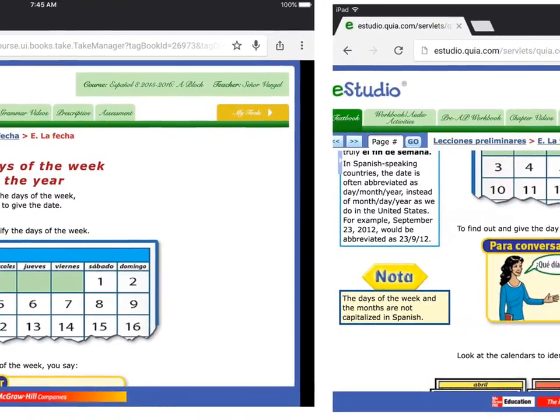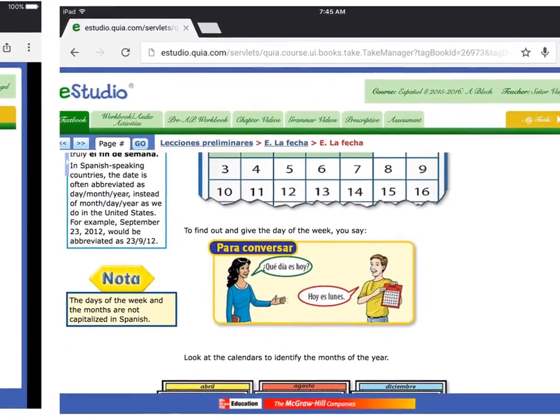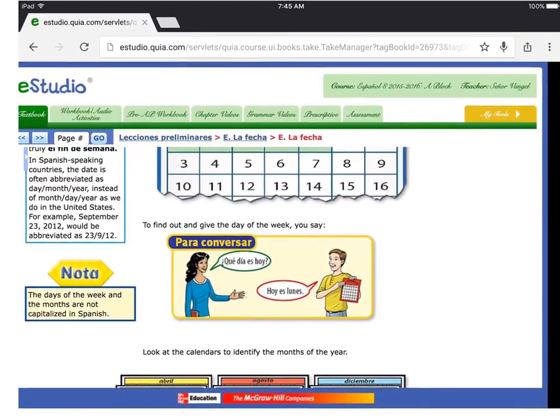Moving on, I'm going to scroll down a little bit, and again, this is just another screenshot so you can see. As we move down, in this para conversar section, the conversation, the girl is asking, ¿Qué día es hoy? She's saying, what day is it? And he responds, Hoy es lunes. Now that word hoy means today. So really what she's saying is, what day is today? And he's saying, today is Monday.